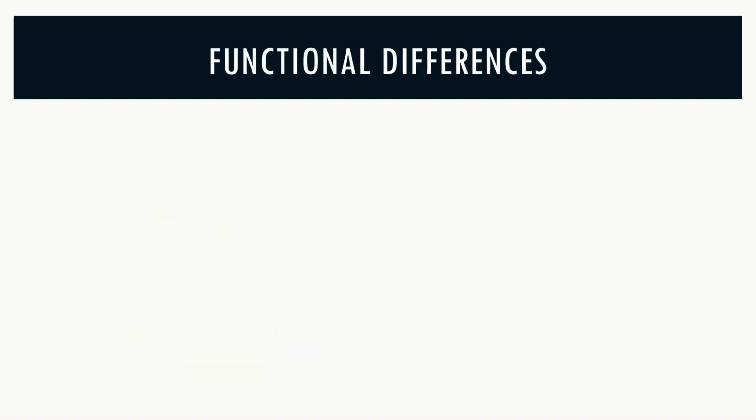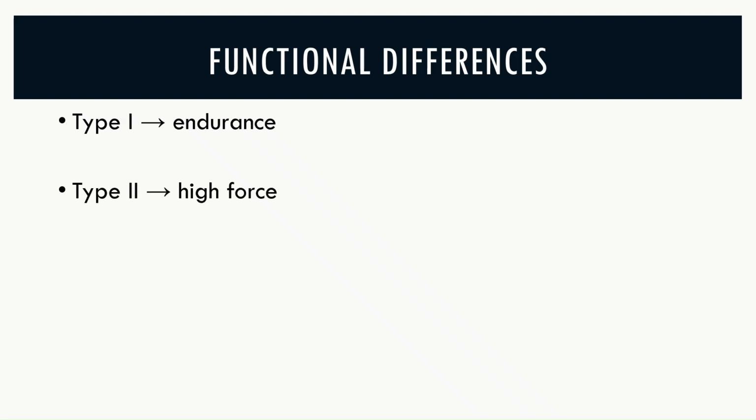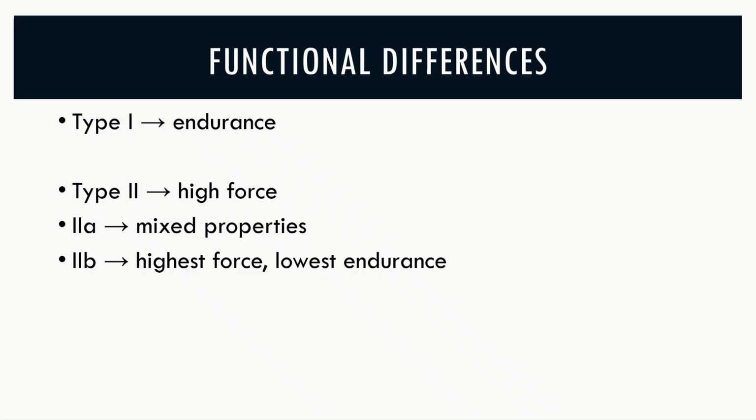Functional differences between the two fibers. Functionally, type 1 fibers are optimized for endurance, while type 2 fibers are designed for high force generation. Type 2A fibers combine force with endurance, whereas type 2B fibers generate the highest force but fatigue rapidly.